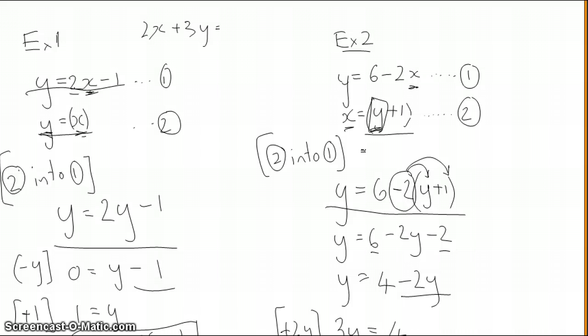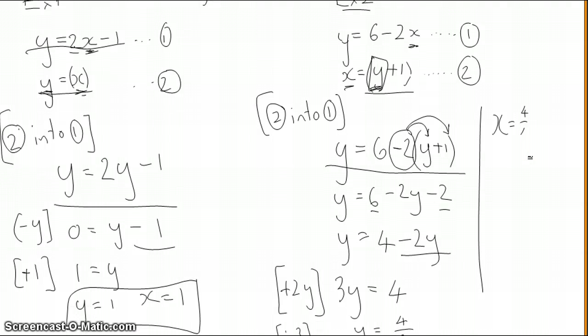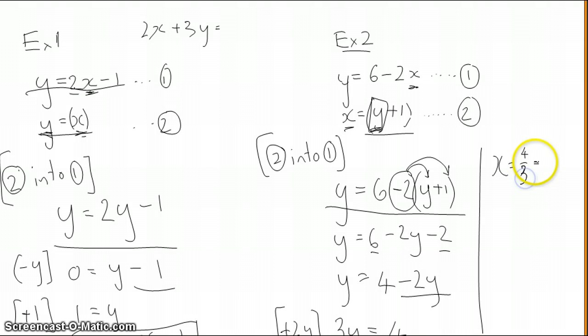So it's the same process as the elimination. Once you find one variable, you substitute that back into one of the first two equations to find the other. So finding the other here, x must equal 4 over 3, sorry, plus 1, I think that's 7 over 3. Or you could have written 1 and 4/3 would have been fine.